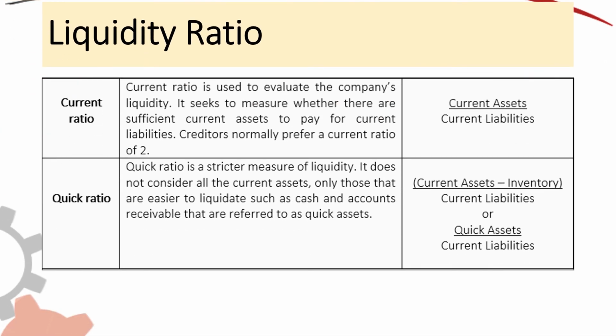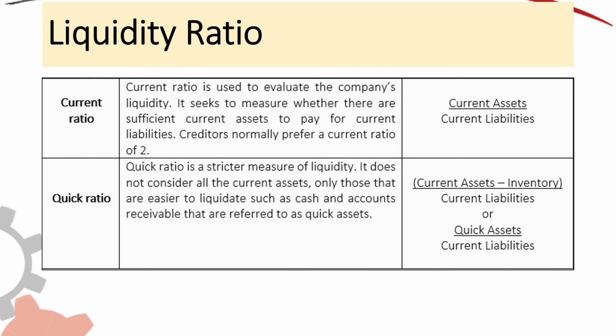We only have here 2 liquidity ratios. First one is the current ratio, and then the next one is the quick ratio. Current ratio is used to evaluate the company's liquidity. It seeks to measure whether there are sufficient current assets to pay for current liabilities. Creditors normally prefer a current ratio of 2. The formula is current assets divided by current liabilities.